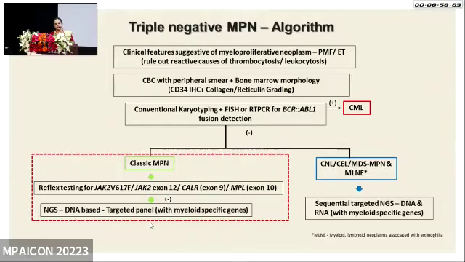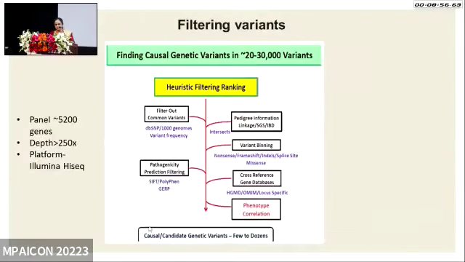We have gone ahead and done a targeted panel. This panel was a focused exome comprising more than 5,200 genes, which are clinically relevant and curated in the OMIM database. Instead of doing the regular 80 to 100x depth that is required for germline testing, we went ahead and did it at a greater depth of 250x on the Illumina HiSeq platform. This is a representation of the filtering process that we have done.